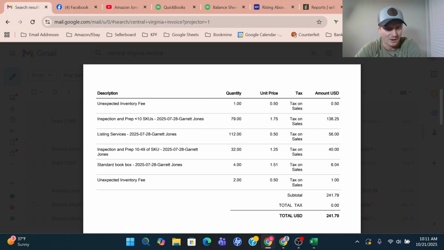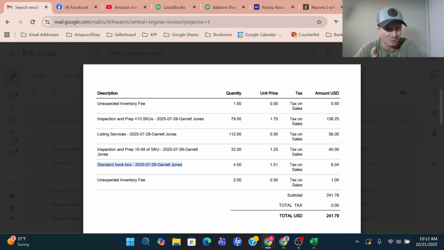And so I'm adding this to my buy cost to inventory. Now, for Central Virginia Prep at least, they also charge you per box. So if you've got several boxes going out, like I think this one was just one, quantity 4. I had 4 here, the unit price was $1.51, so I ended up paying $6.04 in the standard book box. This I don't put in the cost of goods sold for the product cost, I put it in cost of goods sold for supplies.